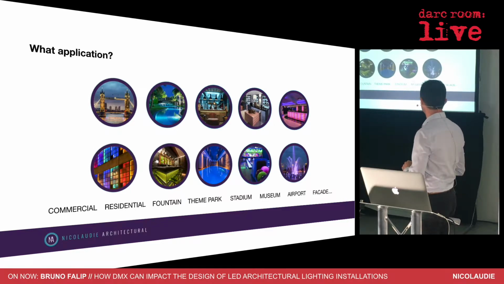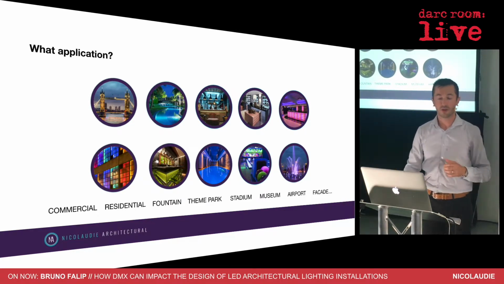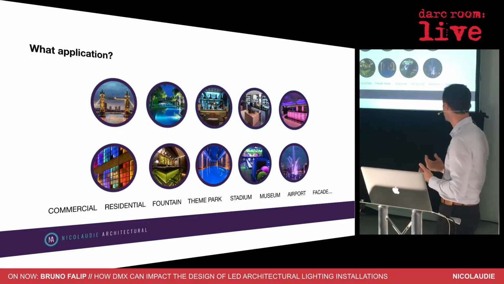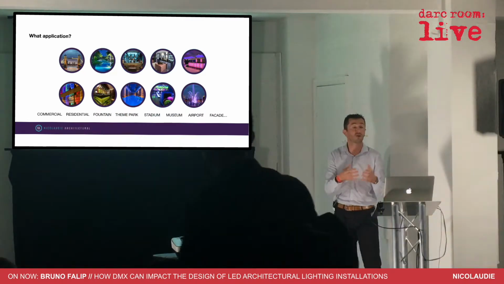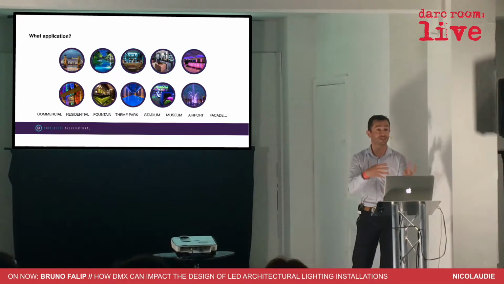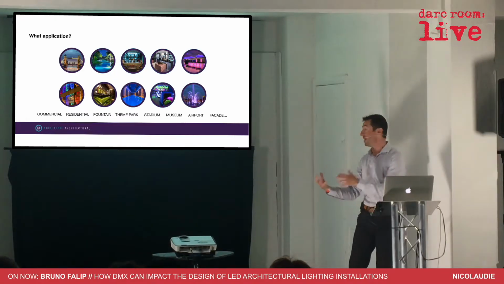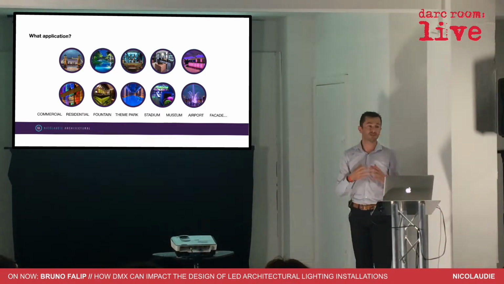So for what kind of application? Everything: indoor, outdoor, for lighting control, for commercial use, for residential. It can be fountains, it can be theme parks, because we control lights, but we can control everything. It can be a coffee machine if you want, as long as you have the right electronic device to convert the DMX to something with power. Stadium, museum, airport, facade, everything is possible.